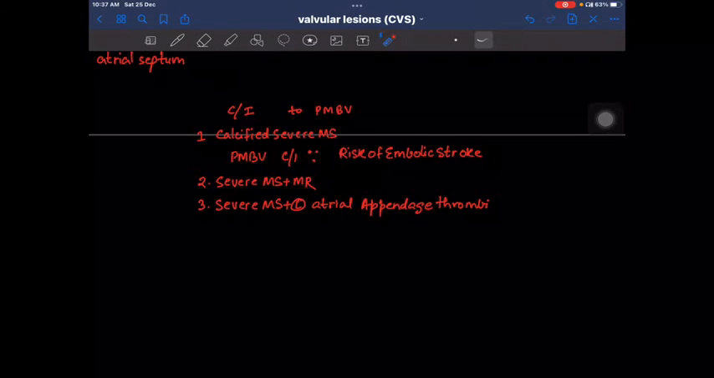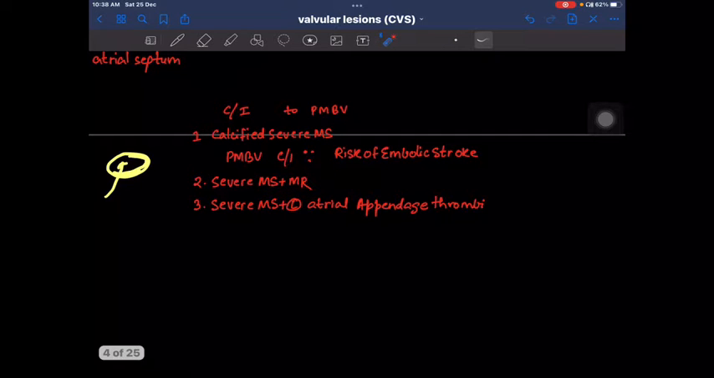Okay. Now, if there is severe MS plus MR, in this it is contraindicated. Why? Because if you treat the MS, it's a stenosed valve like this, right? It's like this. What you are trying to achieve here is this. So what will happen now? The regurgitation will increase. Okay. So the MR will worsen. That is why in this combination we don't do this repair. Okay, we manage it in a different way.